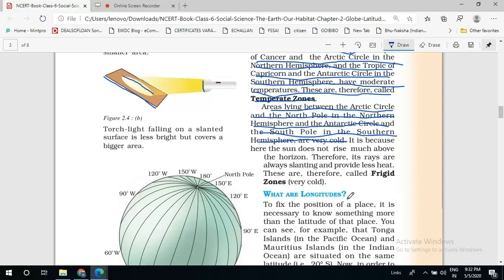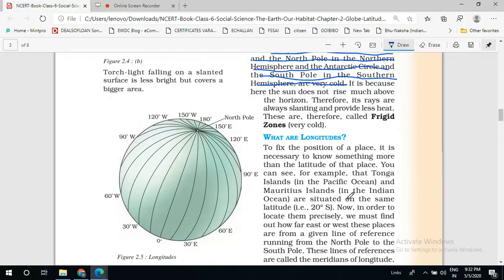Okay, so now we are considering the new term, that is longitudes. Okay, now what is our aim?